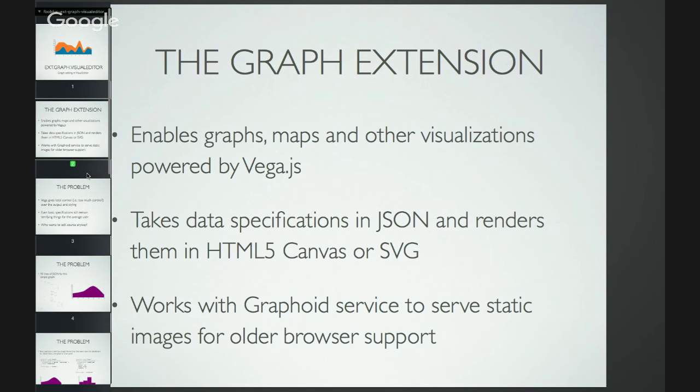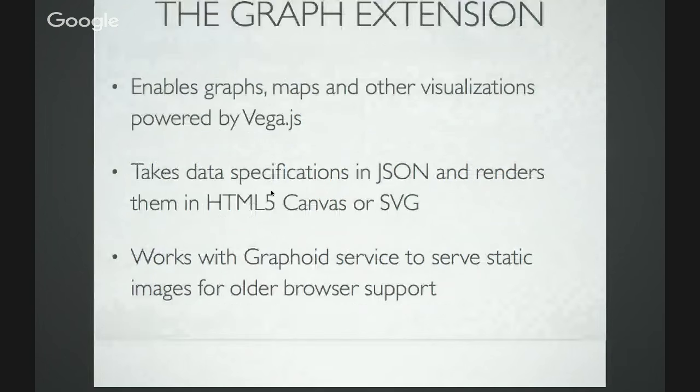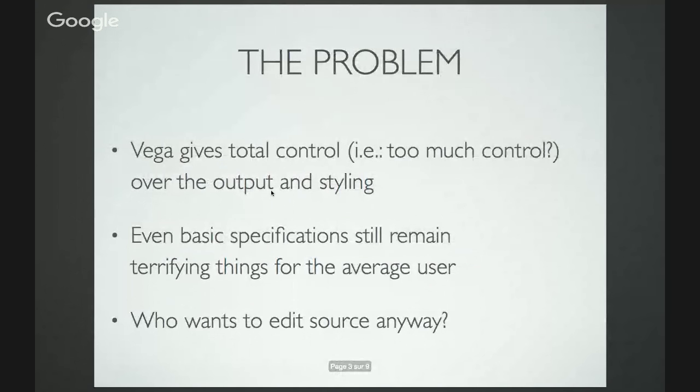So that's all well and fine, but the problem is that in its current state, the graph extension doesn't support Visual Editor. So users have to go into the source wikitext editor to enter those JSON specifications to make graphs and visualizations, which is a problem, because who wants to edit source anyway?